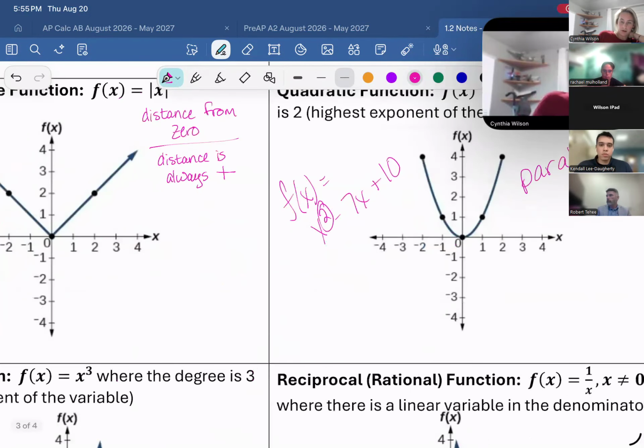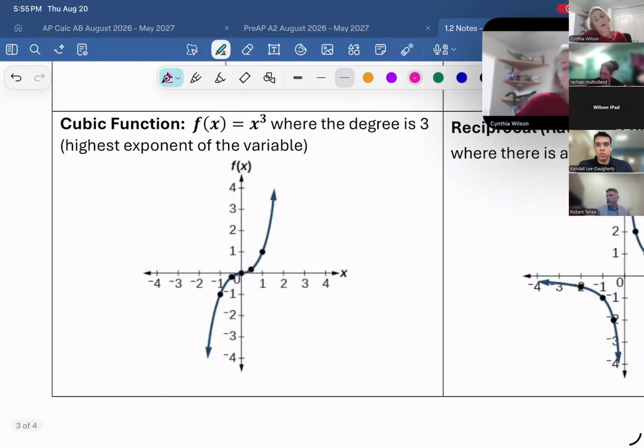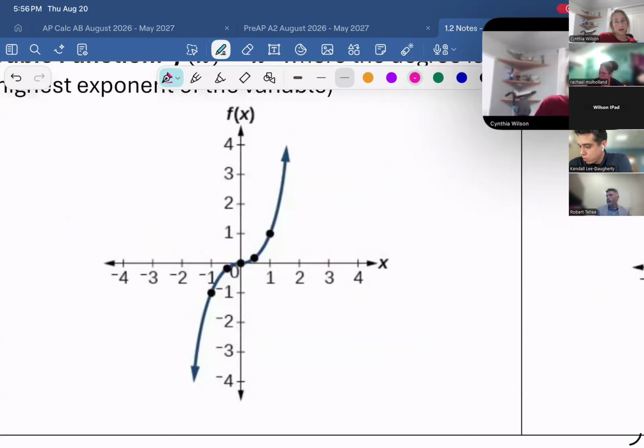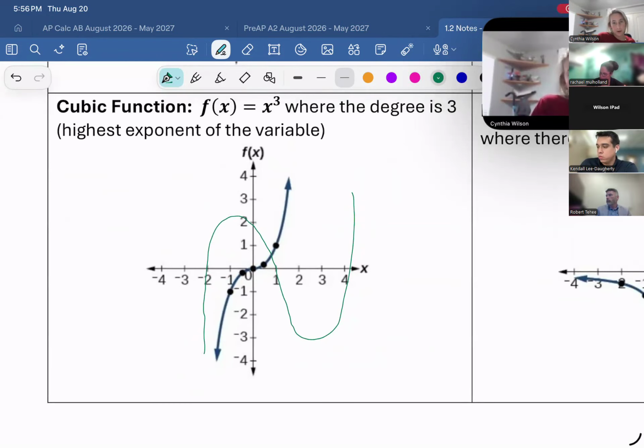Let's go down here. Cubic function. Okay, highest degree, highest exponent is a 3. All right, this one can come in a couple of different forms. This is not the only graph for a cubic function. You might see loops, like hills and valleys, like that. But if you look at the exponent, the highest degree is a 3.